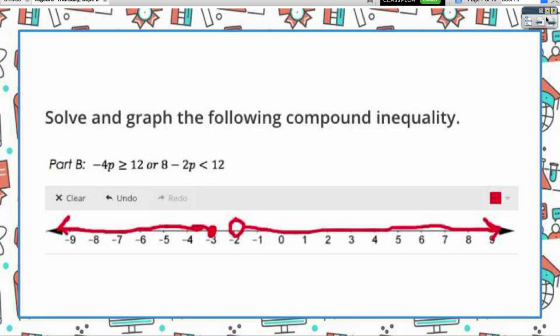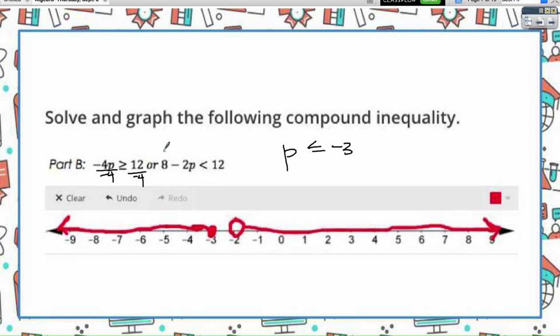The very last one here was an or statement, so I know if I do everything right and if it's a normal answer, it should be facing opposite directions with no overlap. So if I solve each piece independently, the first part I'm going to get rid of the negative 4 by dividing both sides by it. So I've got p, and 12 divided by negative 4 is negative 3, but I just divided by a negative number on both sides, so my sign must flip.